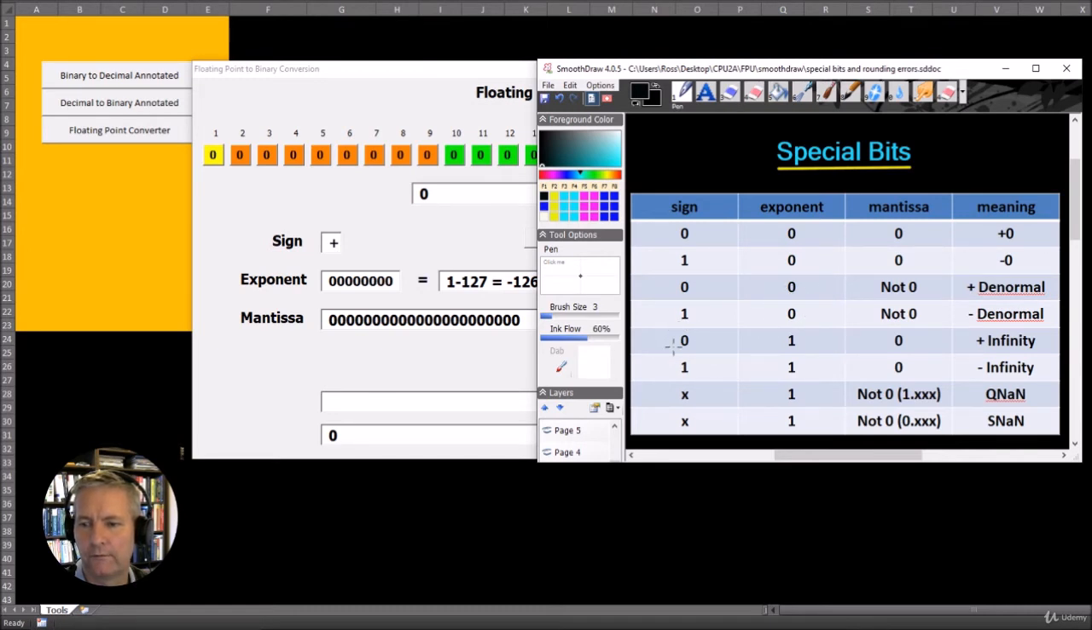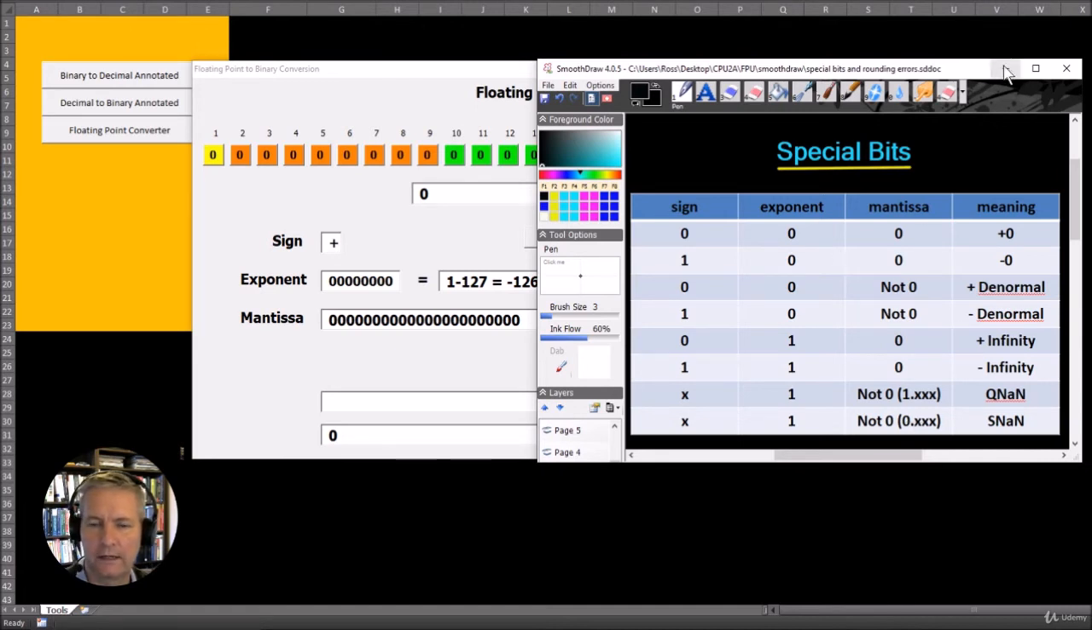And then we're going to have the plus infinity whenever the exponent is all 1s and the sign is 0. And we'll have a minus infinity whenever the exponent is all 1s and the sign is a 1. And then we have this QNAN and the signalling NAN. The QNAN is given by the exponent again being all 1s, but we're going to have a 1 for the first bit of the mantissa, and the SNAN when we're going to have 0 for the first bit of the mantissa and then some values after it.